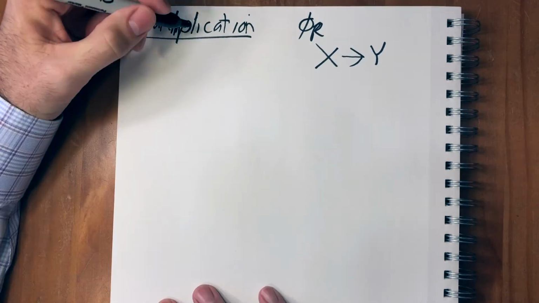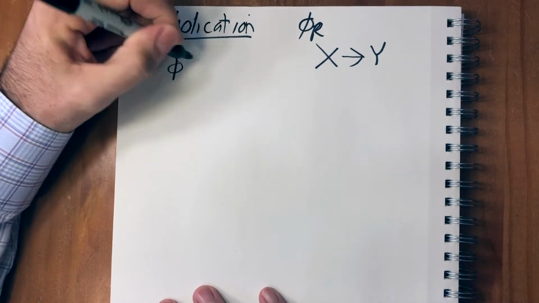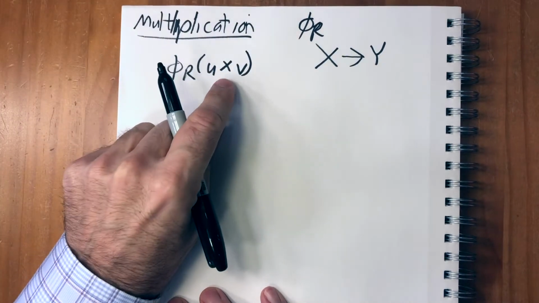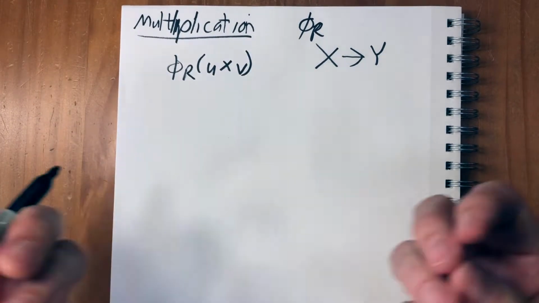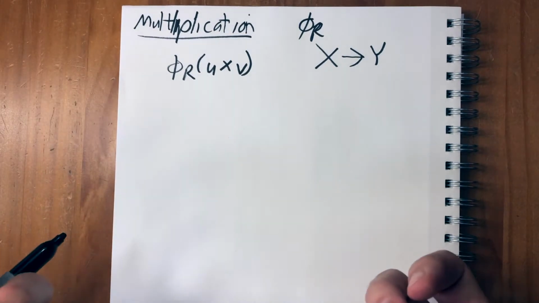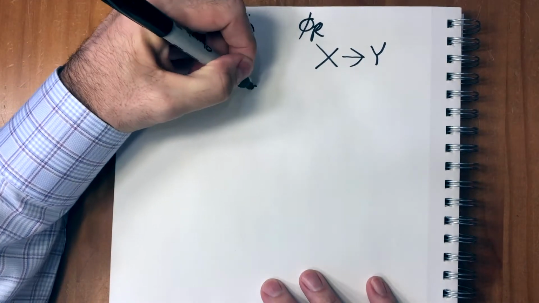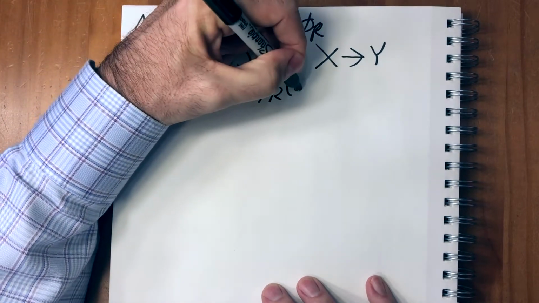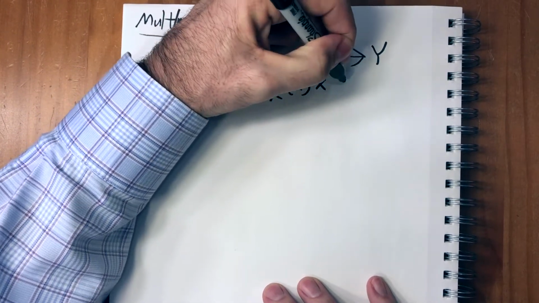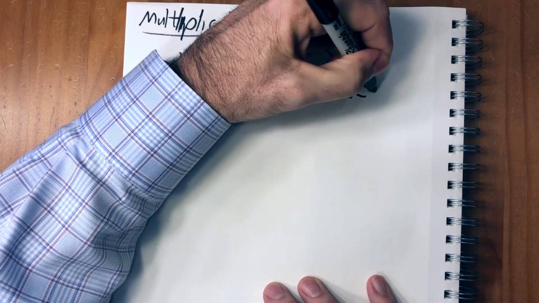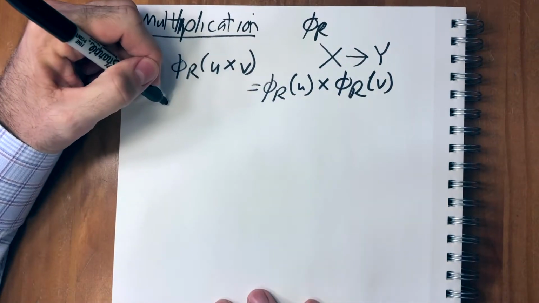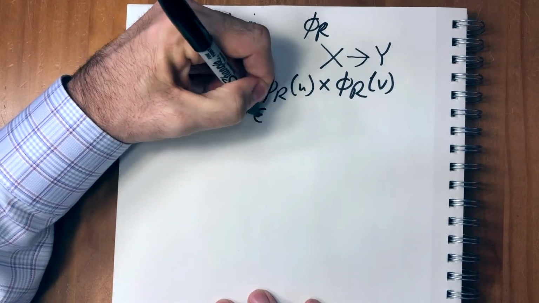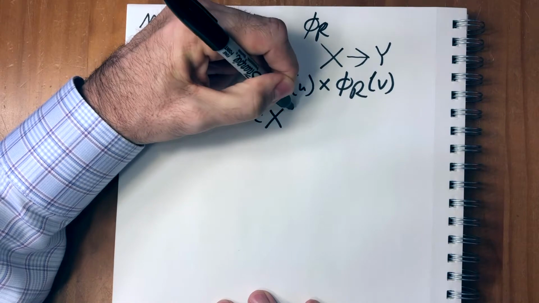So without further ado, the first step is to prove multiplication for positive reals, and then we'll extend that to all the reals. So we want to prove that phi r of u times v equals phi r of u times phi r of v. Throughout this, I'm going to use the times symbol, because it makes it more similar to addition and highlights the similarity. This is what we need to prove. First, we're going to prove it for when u and v are both elements of the positive reals.